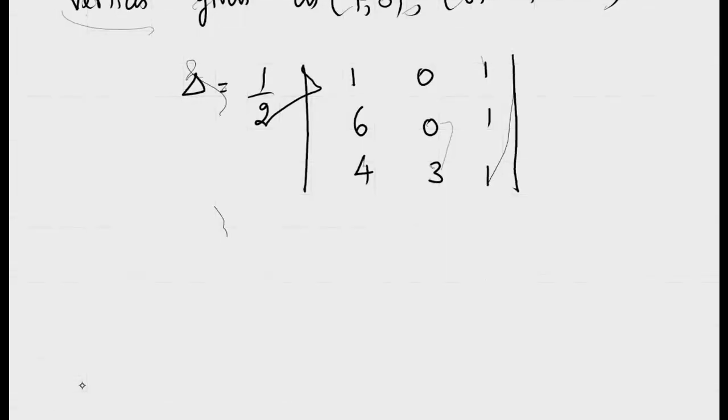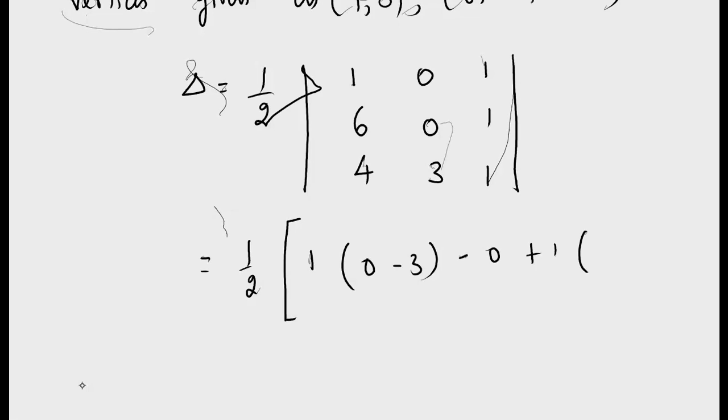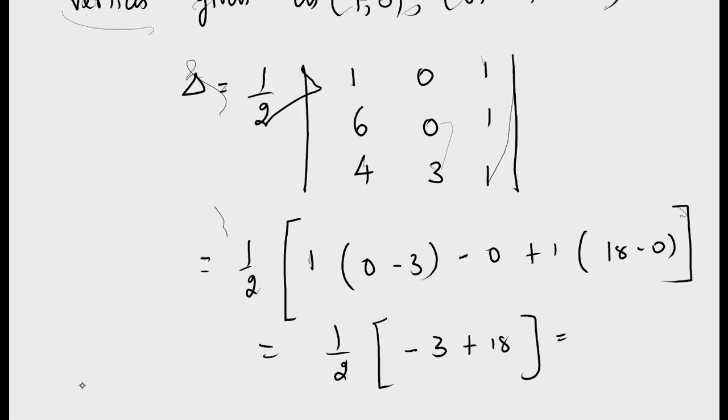So that will give you half into 1 into (0 minus 3) minus 0 plus 1 into (6 threes are 18) minus 0, which is equal to half into (minus 3 plus 18), which is equal to 15 by 2, or 7 1/2 square units.